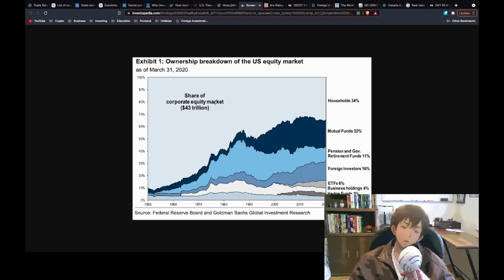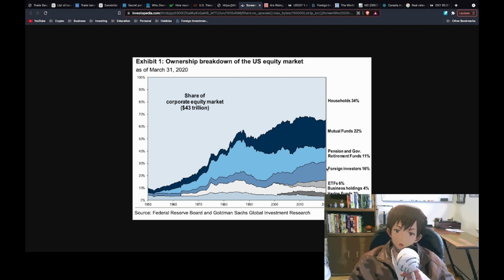And you can see here that this chart is the ownership breakdown of the US equity market as of March 31st of 2020. So this chart ends right about when the market was crashing pretty bad in 2020 after the pandemic. So we don't get a lot of data after that, but as you can see from 2008 right here, there was a big pickup in the increase in the amount of foreign investment in the corporate equity market, so stocks. So as foreigners were rotating out of treasuries, they were buying stocks along the way.